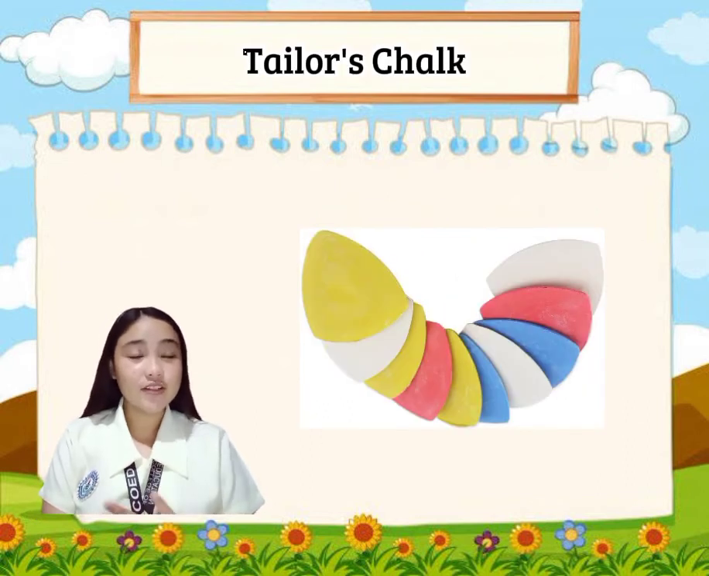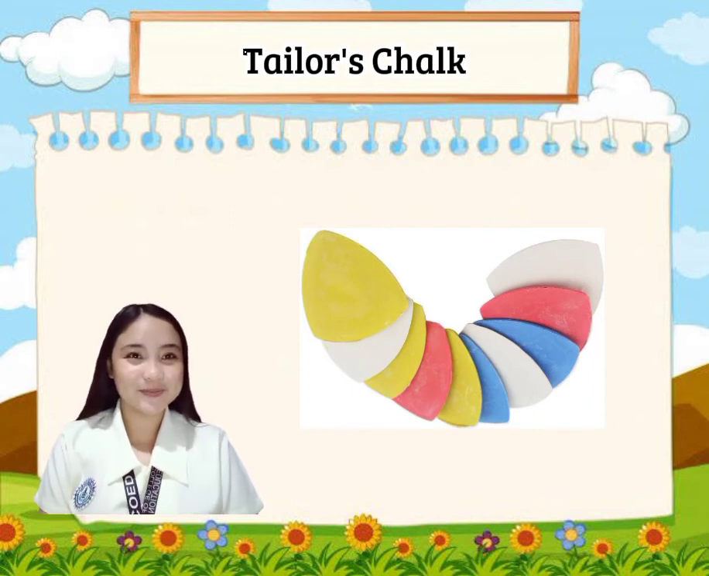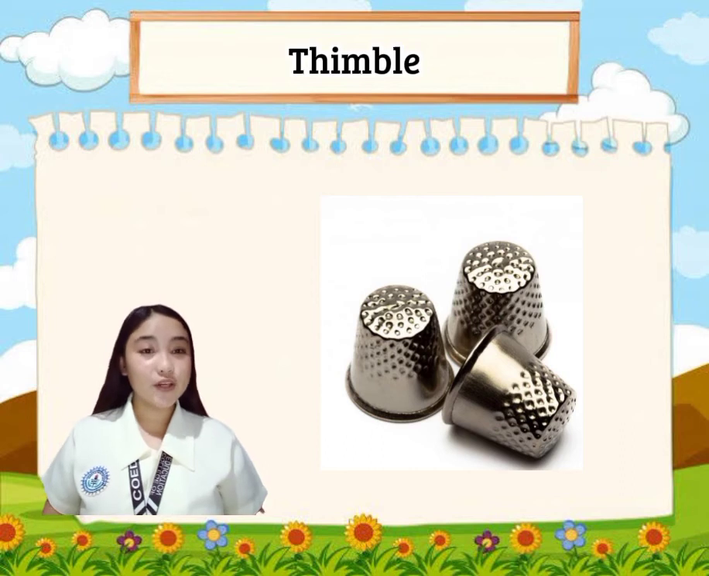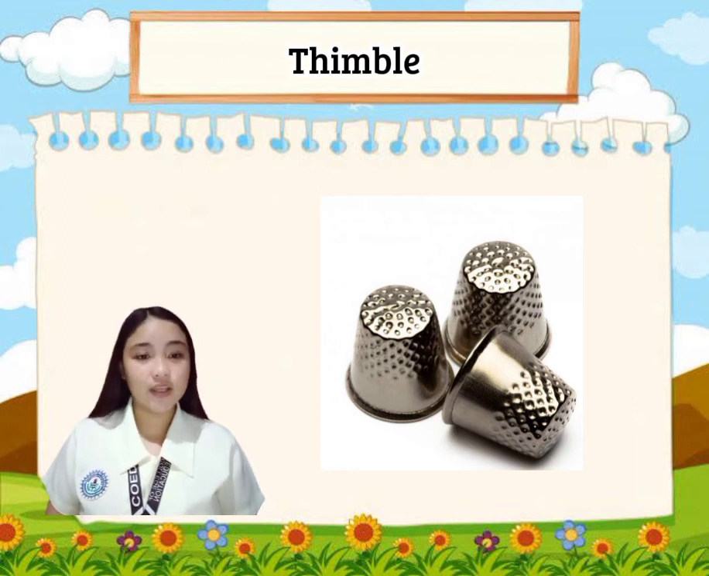Tailor's chalk. Tailor's chalk allows you to easily mark your fabric when you're measuring and preparing to cut it. Thimble. Protect your thumb when you're hand sewing with a thimble. A thimble is a small cover that goes on the end of your finger to protect it from being pricked by a needle when hand sewing.